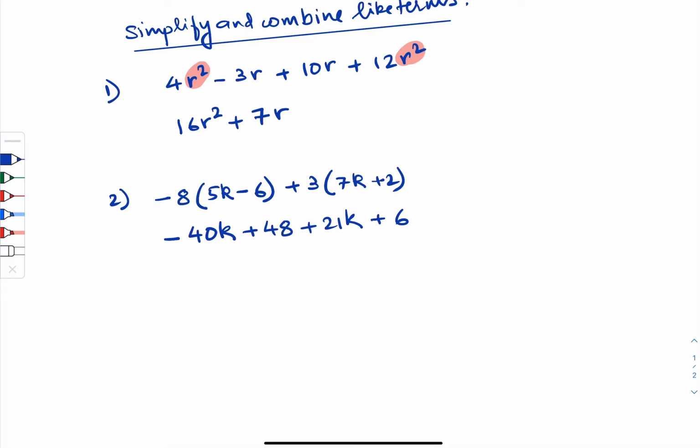Okay, so at this point in time, I should notice that I can combine these two because they have the same variable attached to them, and I like to call them last names. They have the same last name, so negative 40 plus 21 gives me negative 19. Okay, and then I'm going to combine the 48 and the 6, which is going to give me positive 54. As usual, feel free to pause the video and try to work these problems by yourself, and then take a look at the way we've been working these problems.